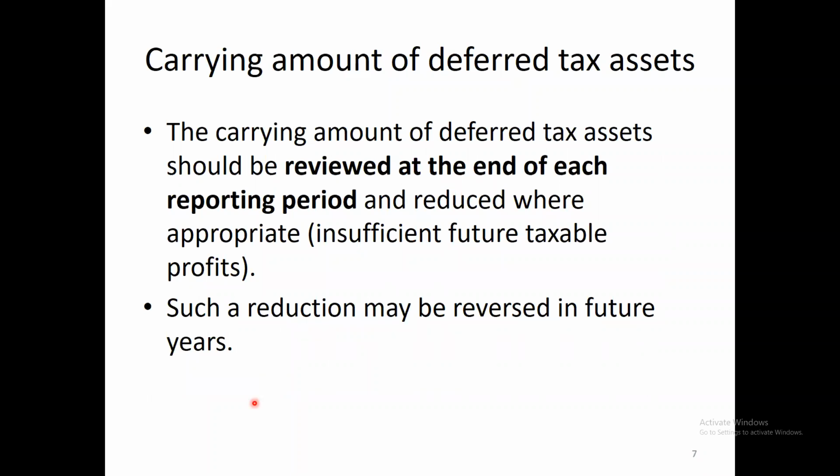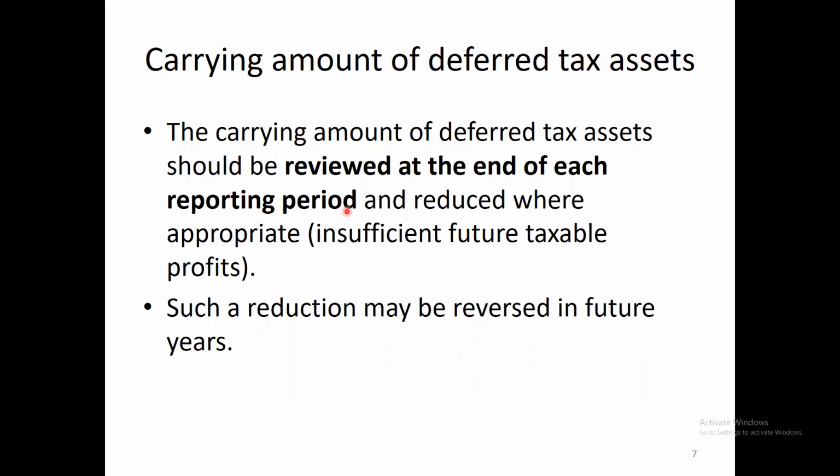Carrying amount of deferred tax assets. Now we'll talk about the carrying amount of deferred tax assets. The carrying amount of deferred tax assets should be reviewed at the end of each reporting period, right? It should be reviewed at the end of each reporting period and reduced where appropriate.